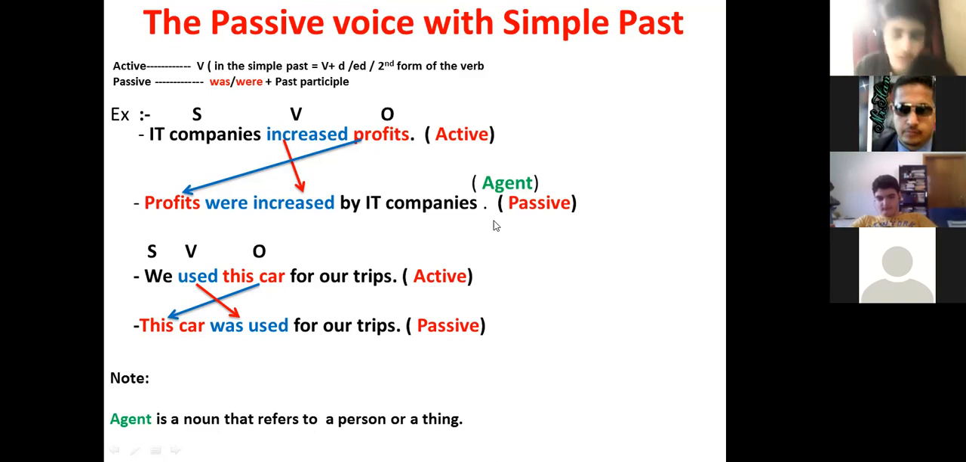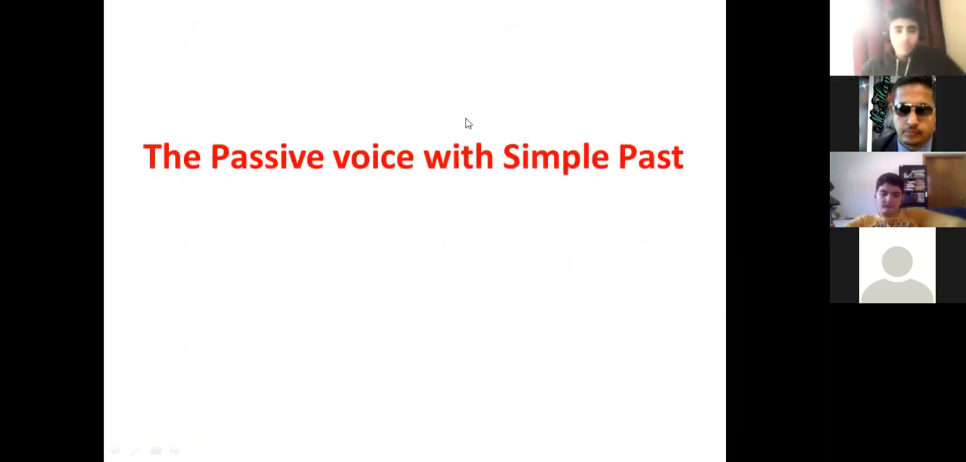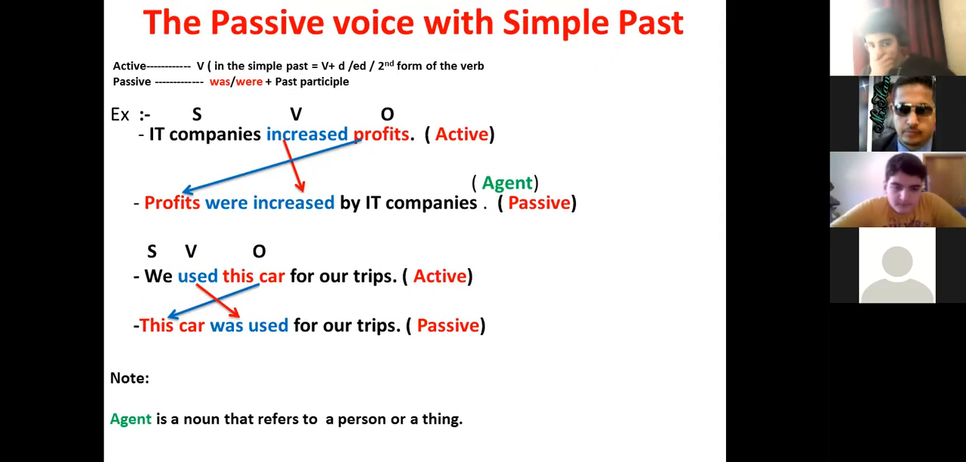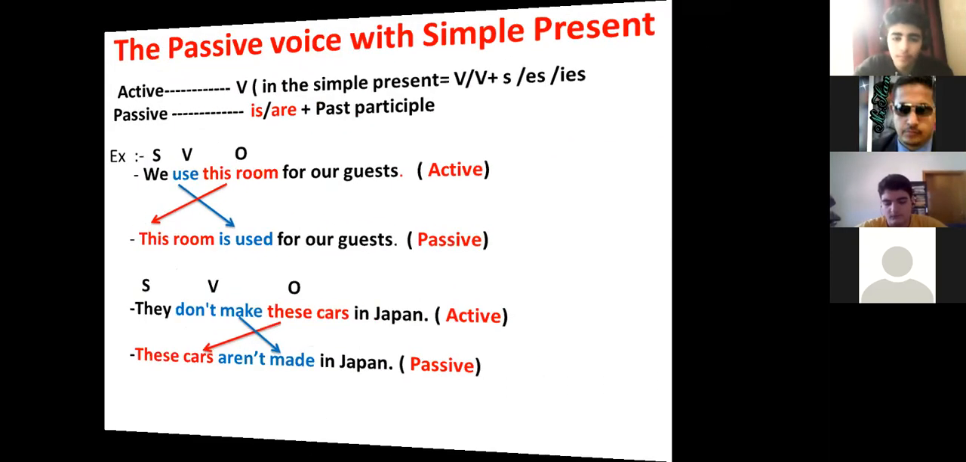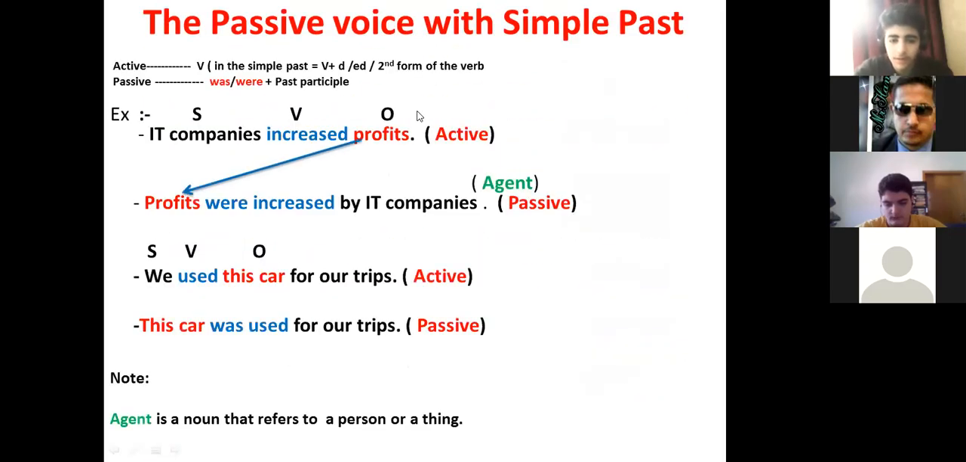As we know, the simple present uses is or are plus the past participle. But in the simple past, we use was or were plus the past participle. I hope that you follow me and understood this part. Any questions? After is or are, only the past participle. Okay.